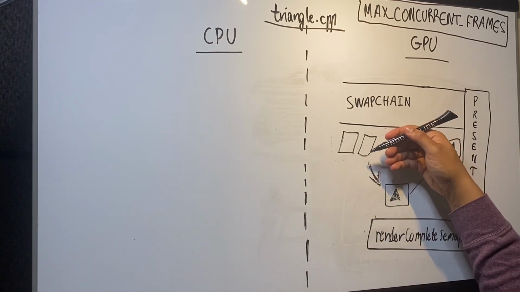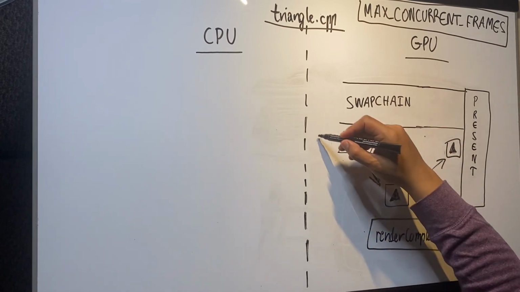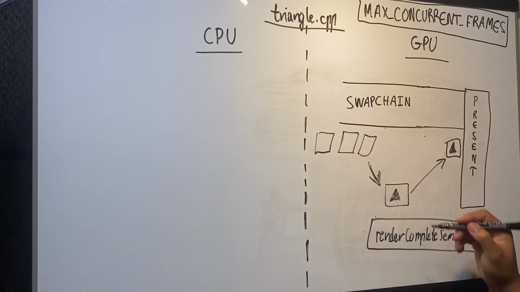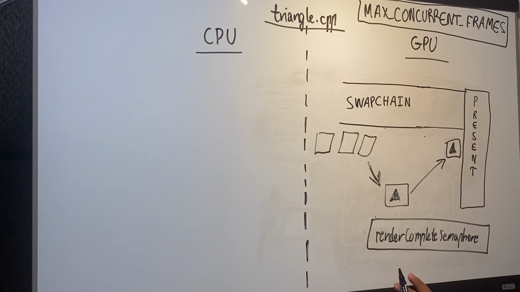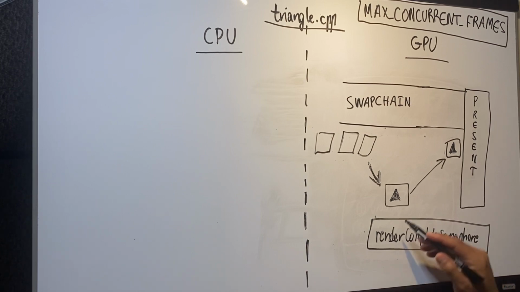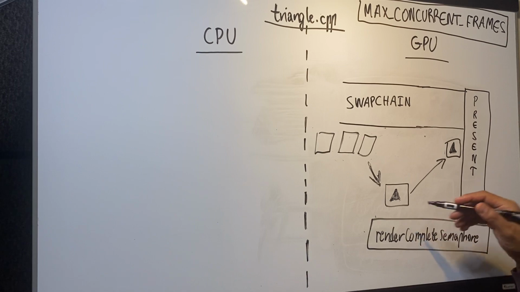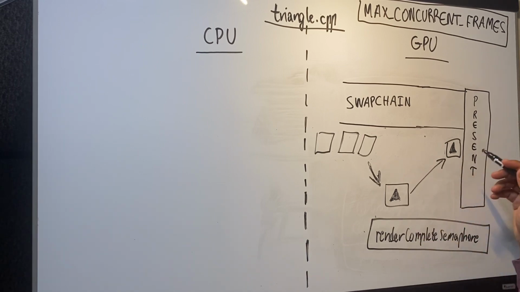So when a frame is taken out of the swap chain, I assume this render complete semaphore will be in an unsignaled state, and then once it's returned to the swap chain as being render complete, it's in a signaled state, right? And then once it's in a signaled state, this makes it, this presentation process, available to be presented to the screen.